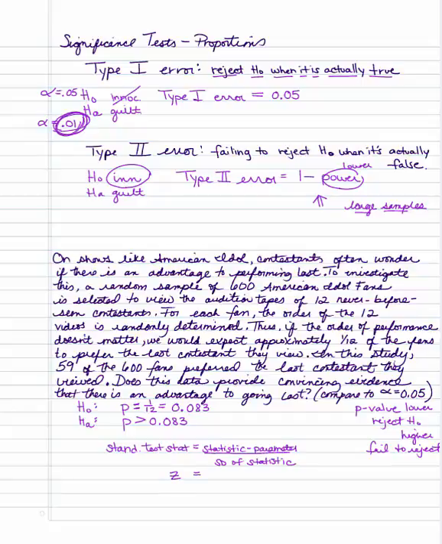What did we get? We got 59 out of 600. That's our statistic. 59 out of 600 is about 0.098. So that's what we got from our sample. The parameter is what we expect our population to be. We expect everyone to get about an 8.3% chance.